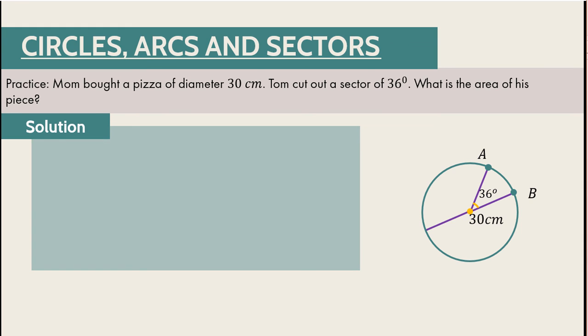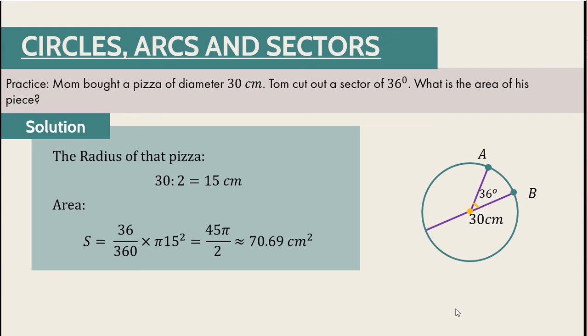In this problem, it is given not the radius but the diameter. So the first step is, of course, to find the radius. The radius of that pizza is 30 divided by 2 equals 15 centimeters. Now we know that the radius is 15 centimeters, we can calculate the area of the sector, or the slice of pizza. It is equal to 36 divided by 360 multiplied by pi times 15 squared, which is equal to 45 over 2 pi, and approximately 70.69 square centimeters. So that is the area of the pizza slice that Tom has cut off.